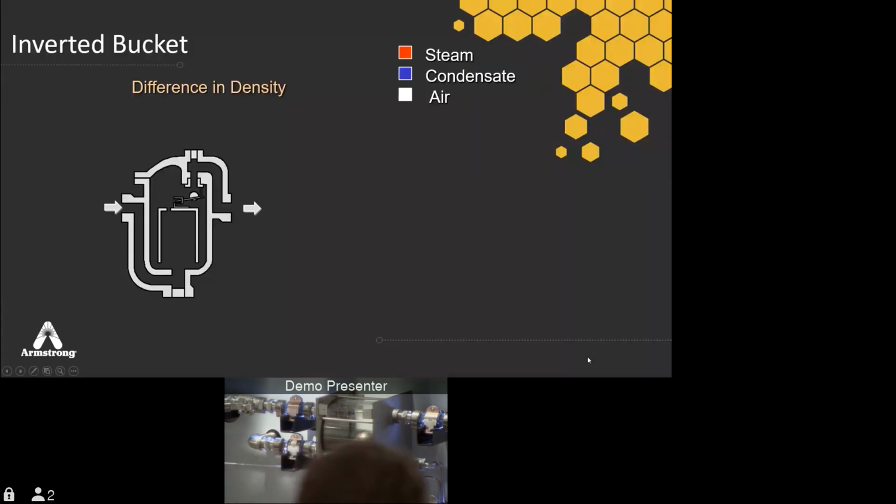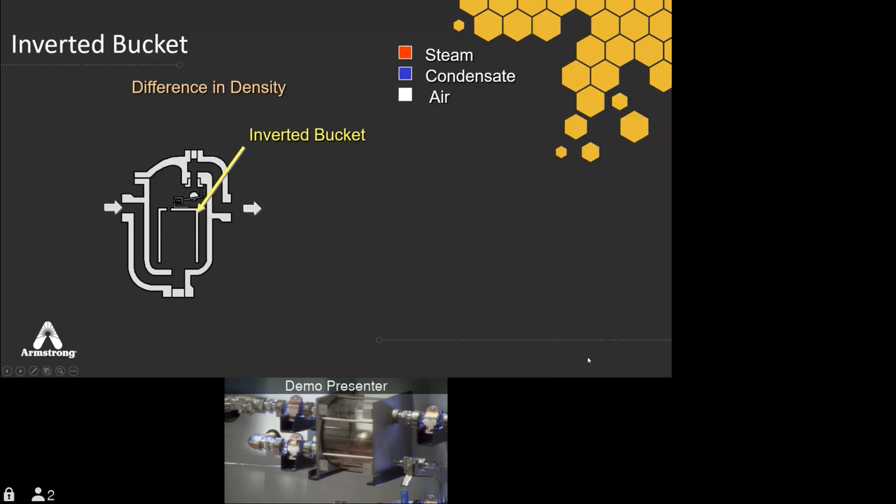Okay, inverted buckets are another type of mechanical steam trap, just like F&Ts, and they're pretty similar to them. They also have a float, except now it's an open float and it's just an upside down bucket. And so that bucket is attached to a free floating lever, which also has the valve attached to it, and the valve and seat are located at the top of the trap now.